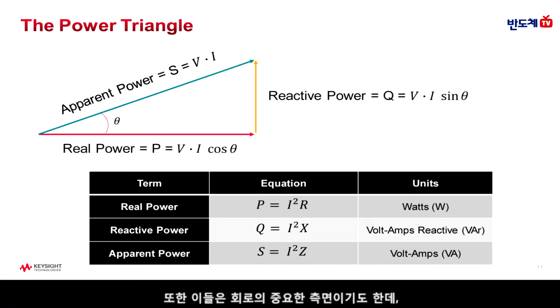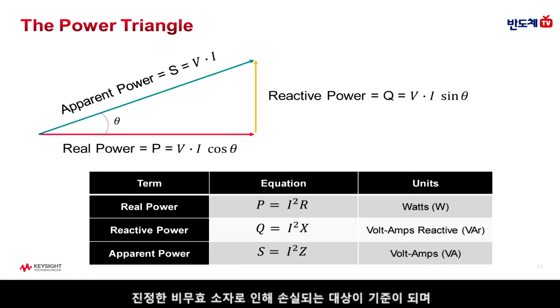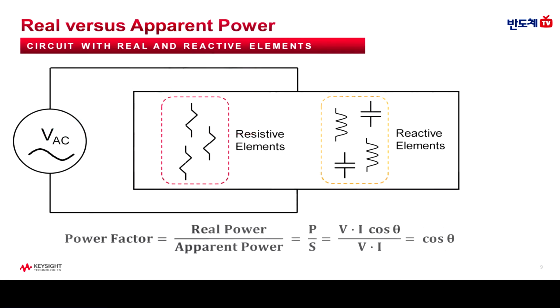They're also, of course, important aspects of a circuit because in order for a circuit to function, you still have to apply enough apparent power to it to get it to work, even though it is only dissipating the real power shown there, given by what's being dissipated by the true non-reactive elements, and power in watts, in other words. And I think on the next slide, this will become a little more clear.